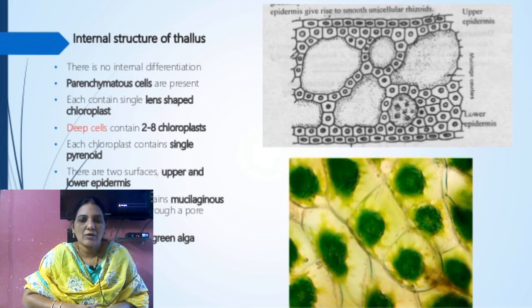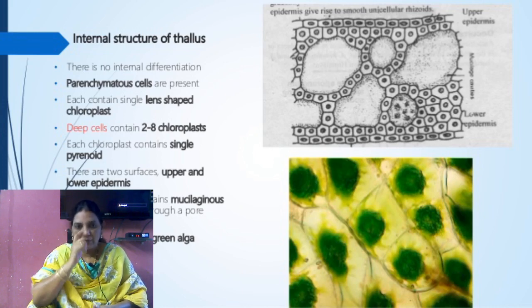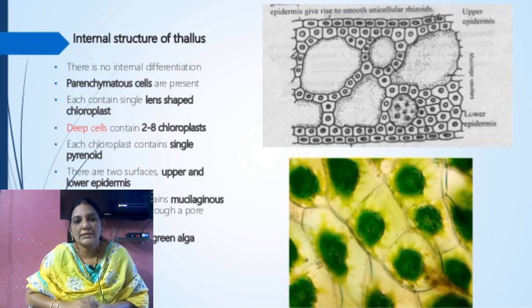Here all parenchyma cells are similar, all equal in shape. Each parenchyma cell has one chloroplast, and each chloroplast has one pyrenoid. The presence of a pyrenoid is an algal character. It is not a bryophytic character.